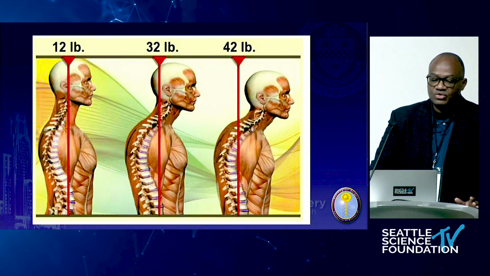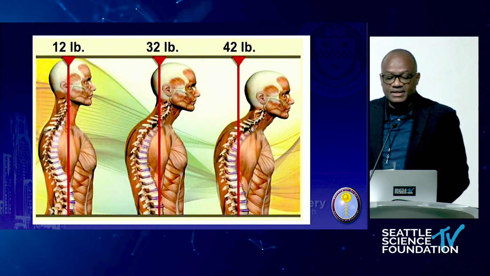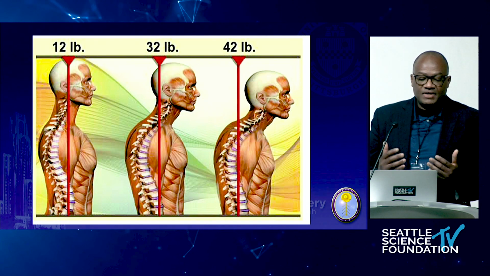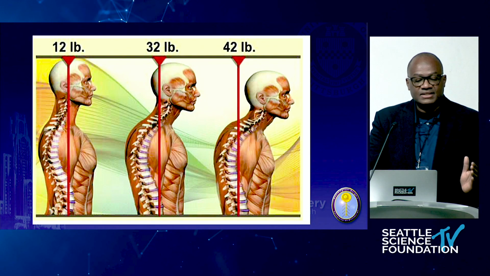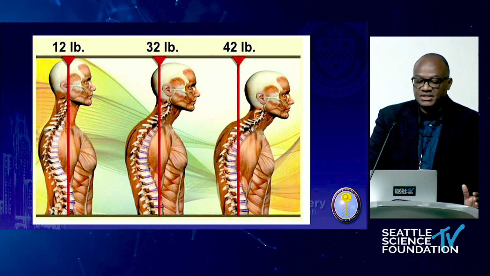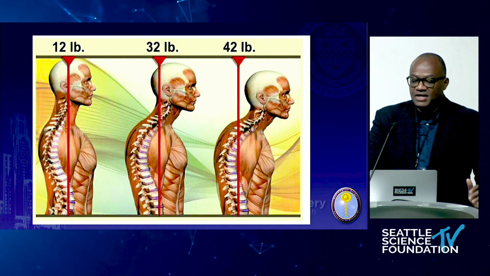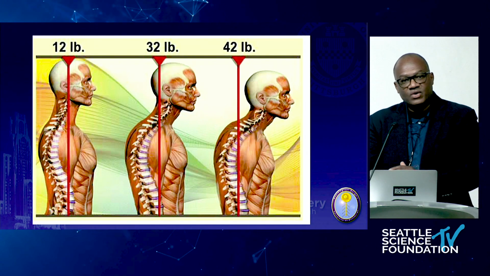Now, why does this matter? You saw this figure by Dr. Chapman. It's saying that in normal alignment, it's as if you're carrying a 12-pound load, versus 42 pounds as your SVA translates. Things get worse.